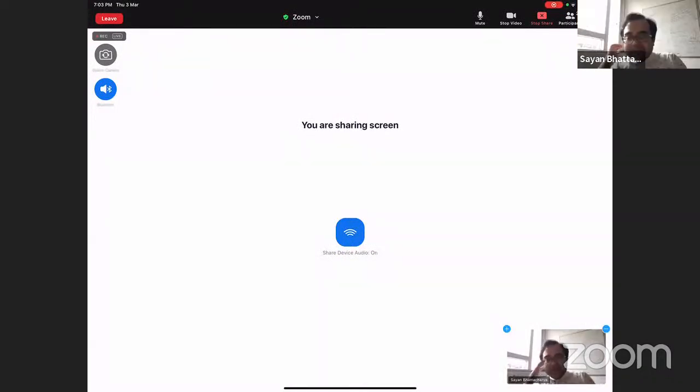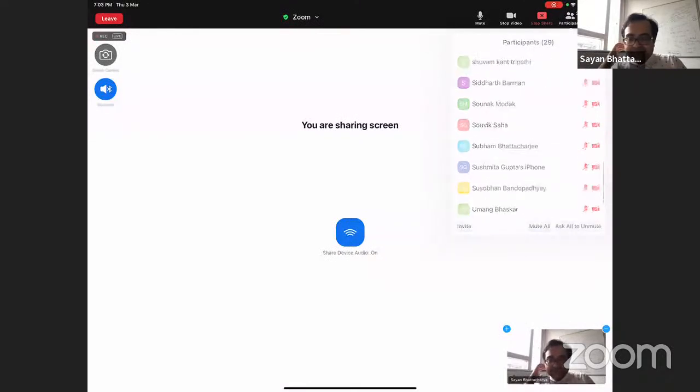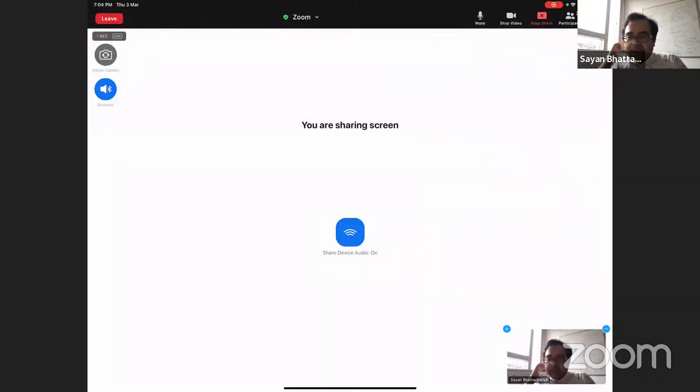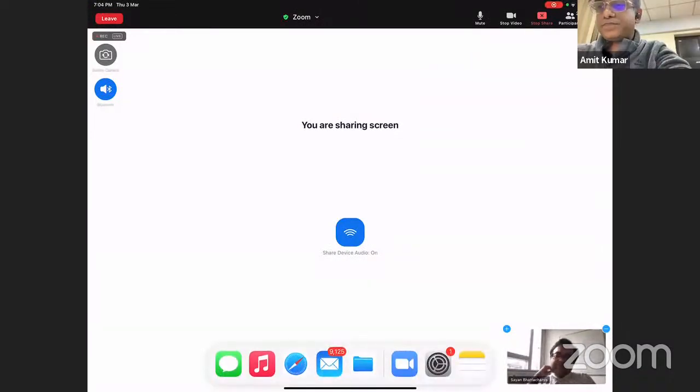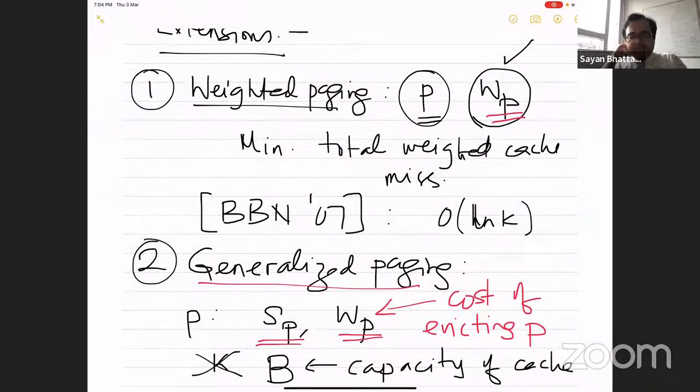Okay, so are there any questions? Actually, I have one question. Sure. What would be a natural problem in online algorithms where, against an adaptive adversary, there is a gap between deterministic and randomized algorithms?